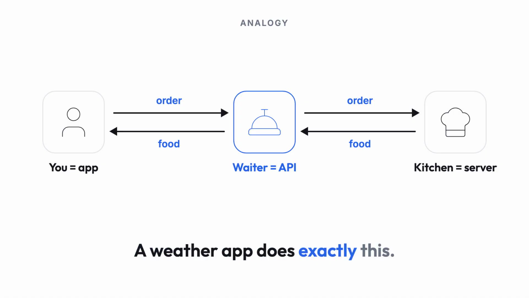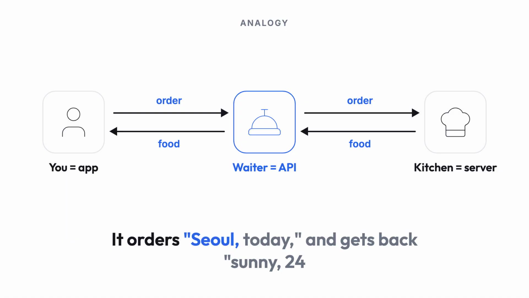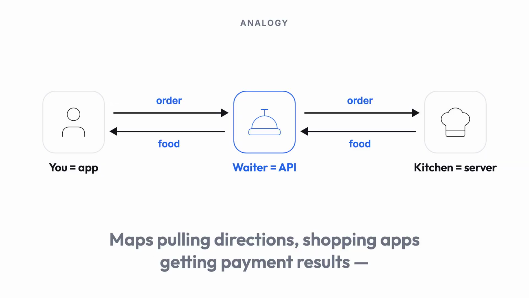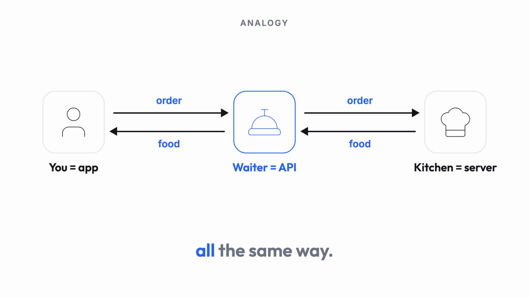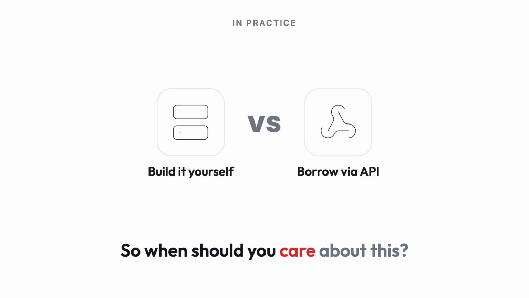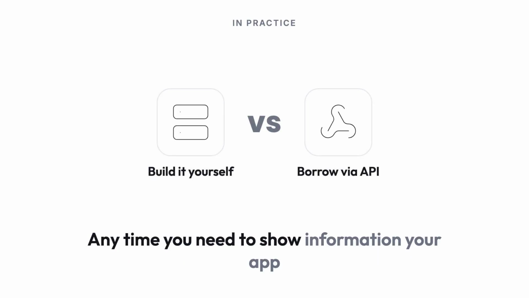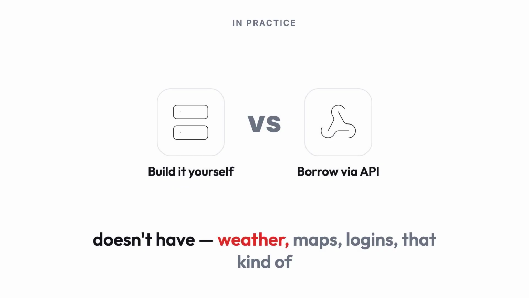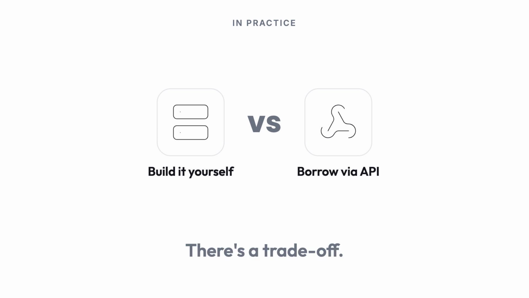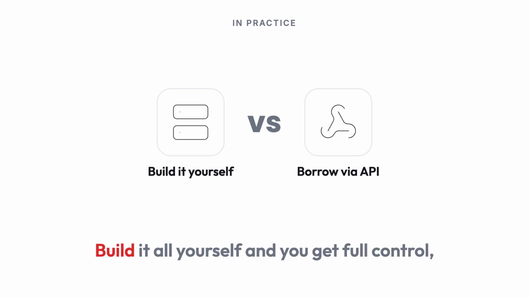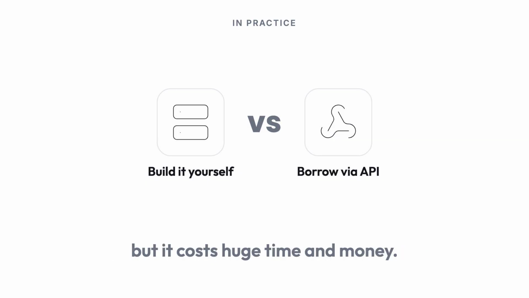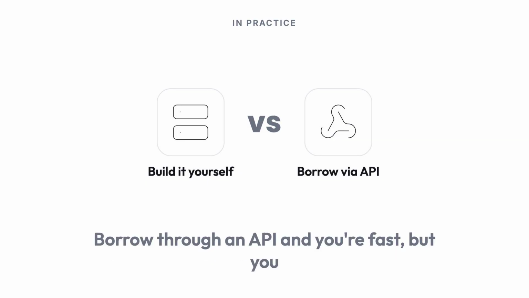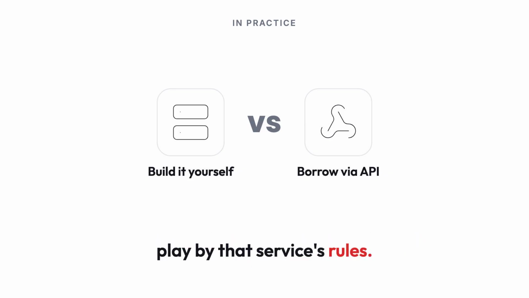A weather app does exactly this. It orders Seoul today and gets back sunny 24 degrees to show on screen. Maps pulling directions. Shopping apps getting payment results. All the same way. So when should you care about this? Anytime you need to show information your app doesn't have. Weather, maps, logins, that kind of thing. There's a trade-off. Build it all yourself and you get full control, but it costs huge time and money. Borrow through an API and you're fast, but you play by that service's rules.